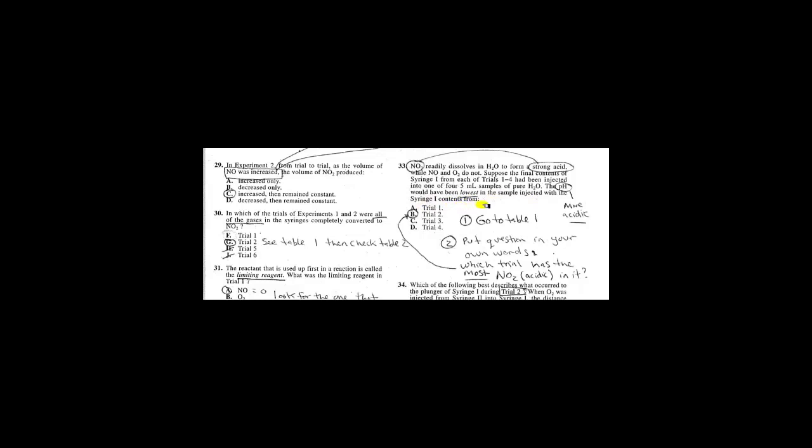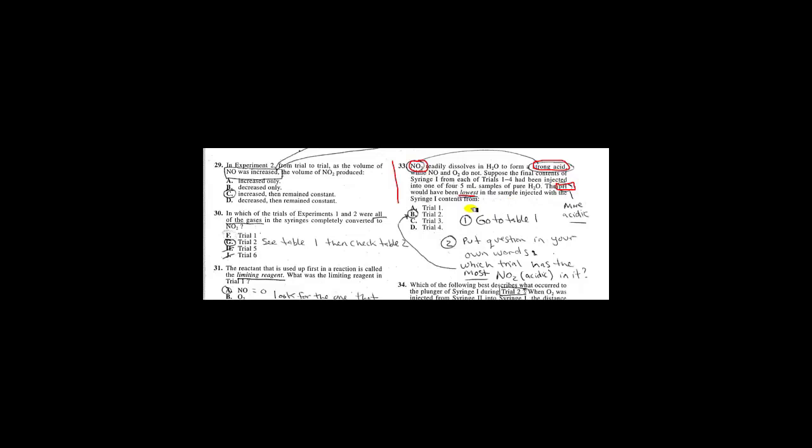Contents from where? First thing you want to do here, this is a lot of information. Let's go ahead and circle the important stuff. Here's what it says. NO2 is a strong acid. We'll need to know that. We're looking for the one that has the lowest pH.